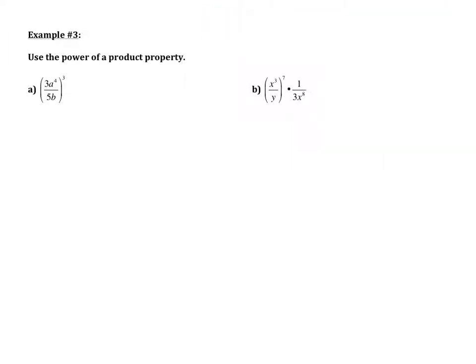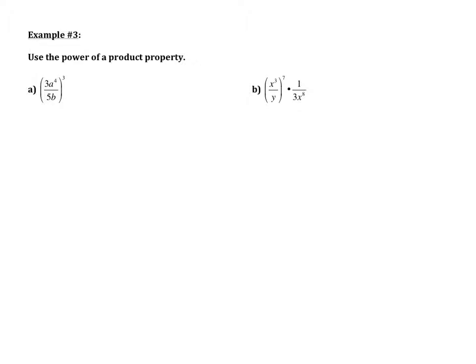And now let's look at example number 3. Use the power of a product property. So here's part A. We have 3a to the fourth divided by 5b, all raised to the third power. The first thing I want to do, just thinking about the order of operations, is make sure that there's nothing in our original fraction that can be reduced. The 3 and the 5 don't have anything in common. I have a to the fourth and b, so they do not have the same base values, so there's nothing I could do to simplify inside the parentheses.